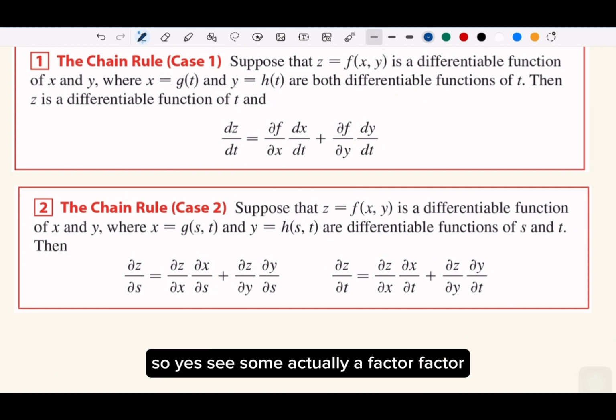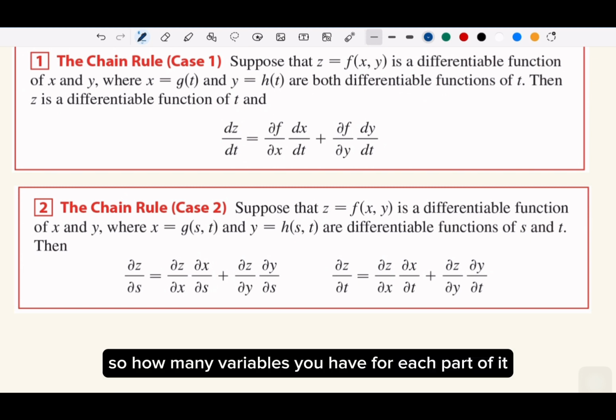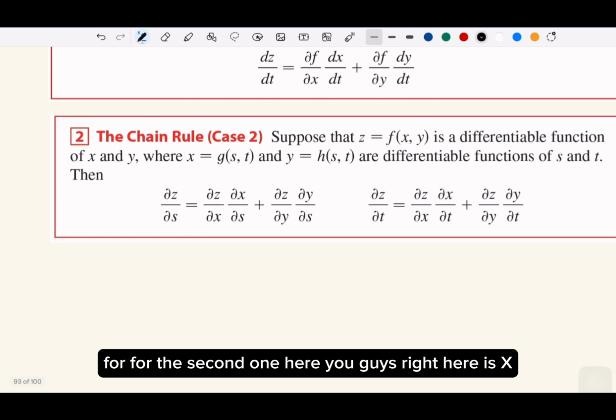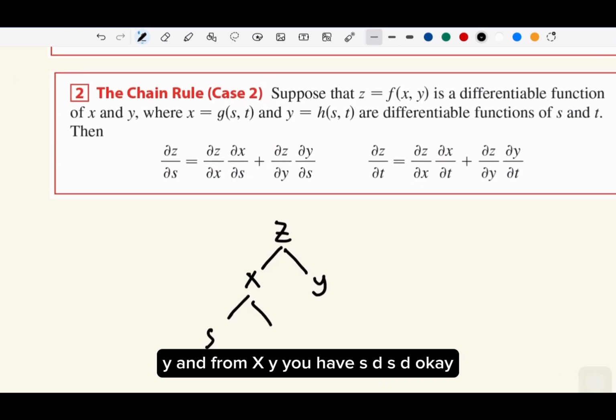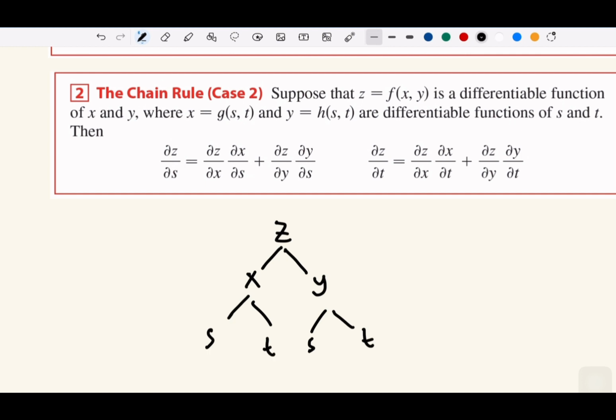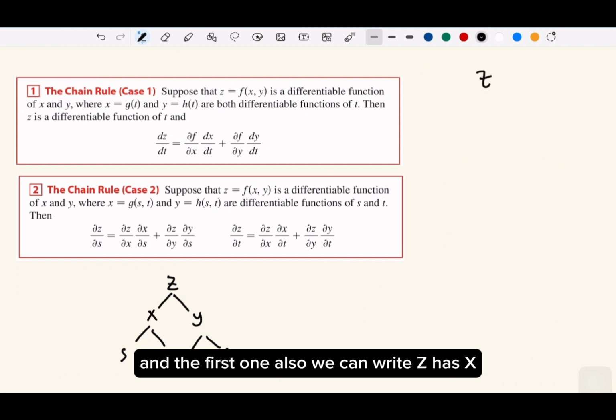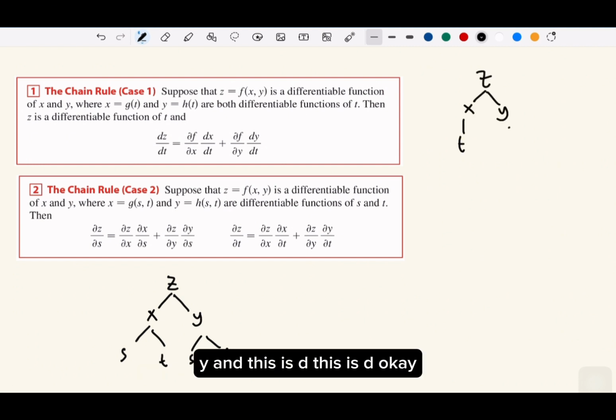So we are seeing a pattern. How many variables do you have for each part of it? We start from z on top, and z has x and y, and x and y have s and t. So we can track this for the second one here as x, y, and from x and y we have s and t. And for the first one also, we can write z has x and y, and each has its own derivative.